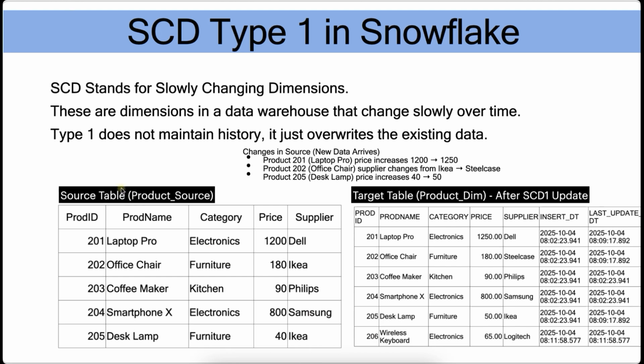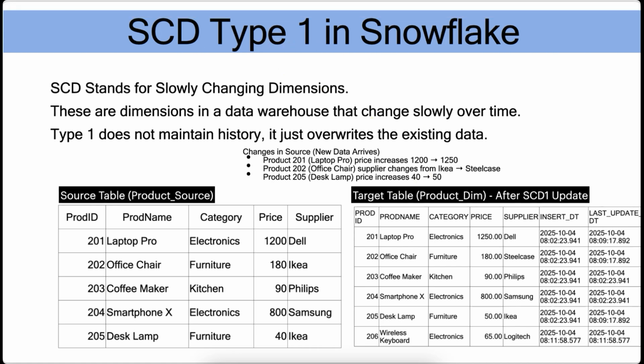So these changes are directly updated in the target table. In Type 1, the target table simply updates all changes. No history of the old record is kept. And if new data arrives, it is also simply inserted in the target table. So that's the key point: Type 1 does not maintain history, it overrides the existing data. In Type 2, the target table maintains history, so we will learn SCD Type 2 in an upcoming video. Let's focus on SCD Type 1 in this video.